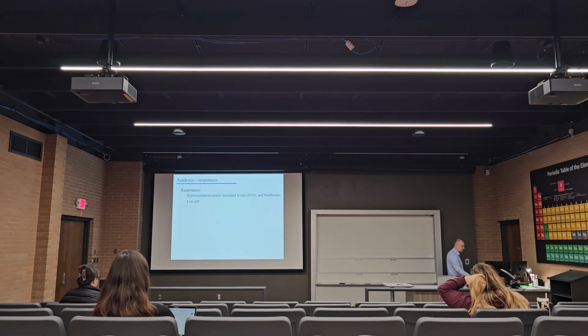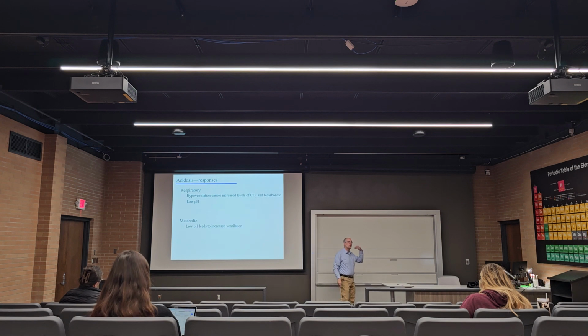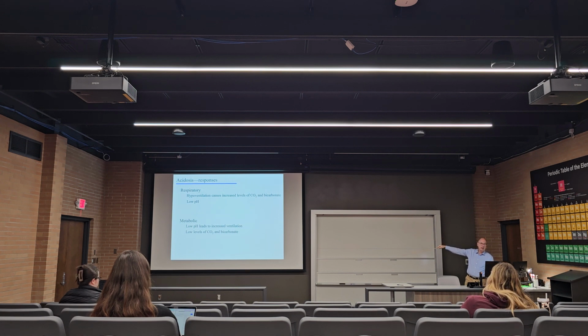In metabolic acidosis, the problem is our pH is low, not because of the breathing, and therefore that low pH will lead to an increase in the breathing rate. So in respiratory, we're not breathing enough, and our pH is low. In metabolic, our pH is low, but our breathing has increased to try and get rid of some of that acid. That means our CO2 levels will also be low. In respiratory, we're going to have high levels of carbon dioxide. In metabolic, we're going to have low levels of carbon dioxide in the bloodstream.